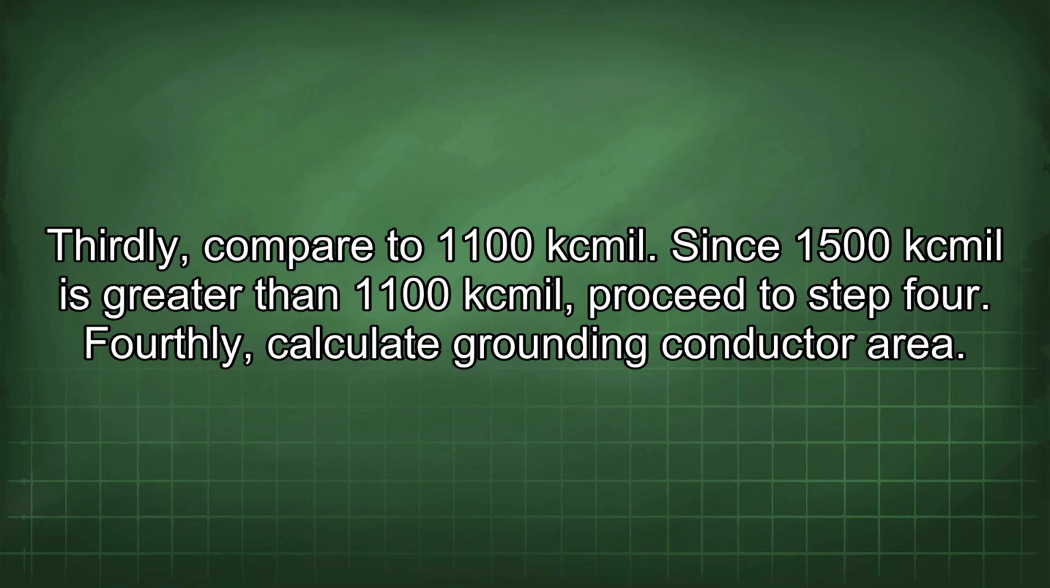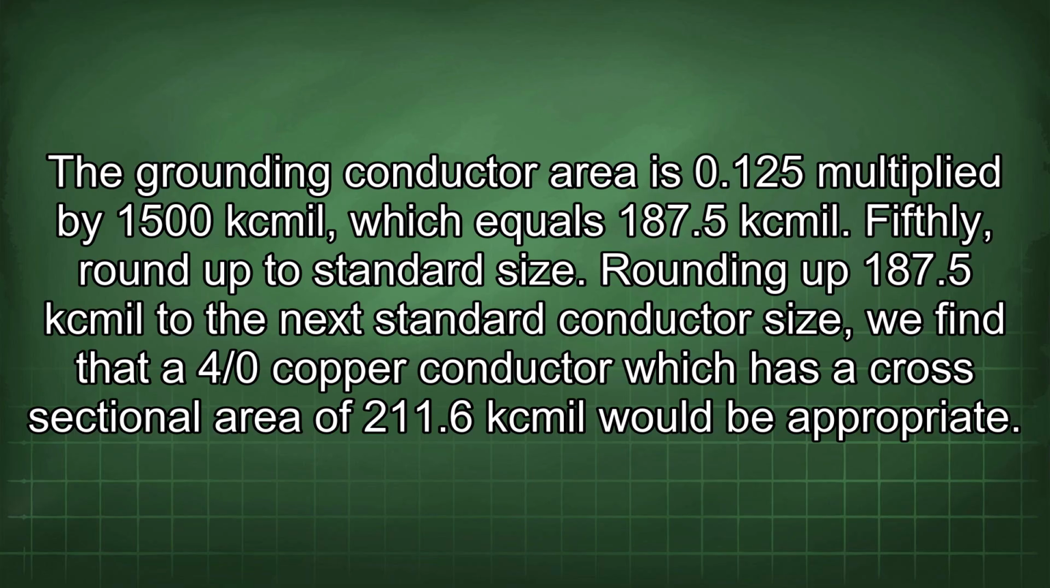Thirdly, compare to 1100 kcmil. Since 1500 kcmil is greater than 1100 kcmil, proceed to step 4. Fourthly, calculate grounding conductor area. The grounding conductor area is 0.125 multiplied by 1500 kcmil, which equals 187.5 kcmil.